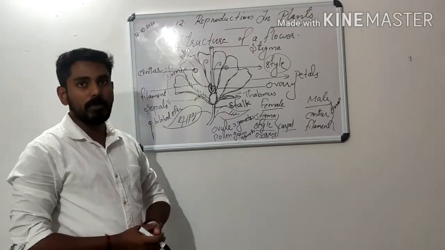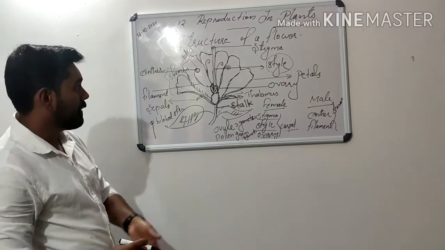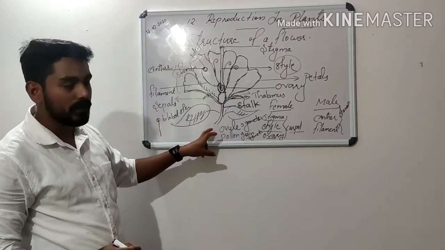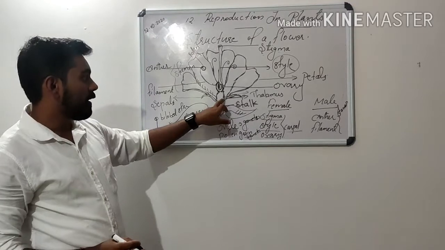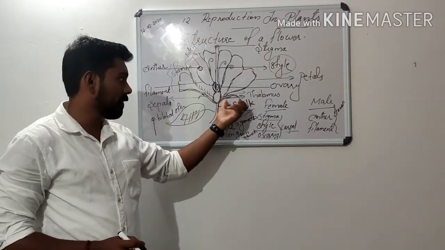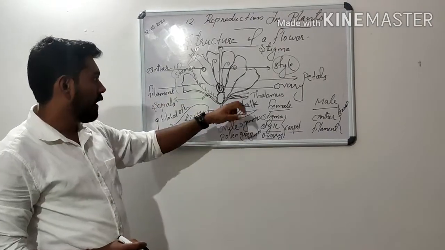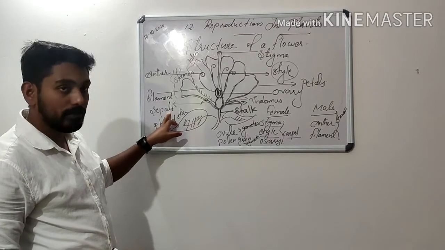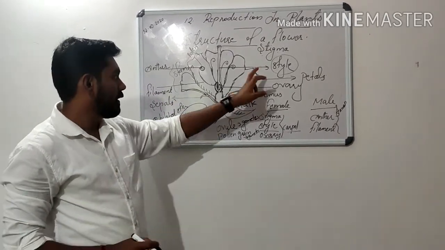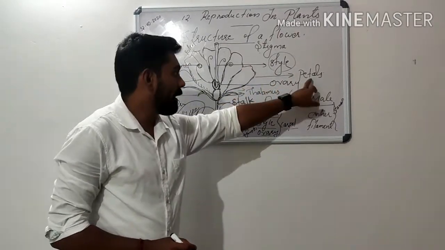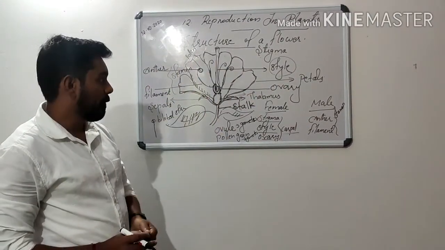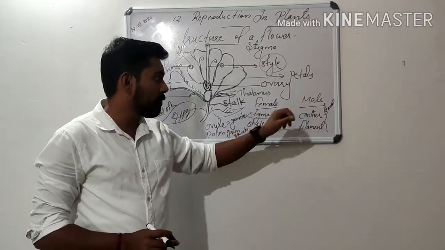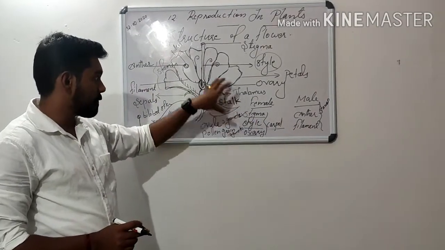So these are the main parts of the flower. Once again I am going to explain, so please listen. It is the stalk which holds the plant properly, and it is the axis of the flower. And the thalamus is the swollen green part of the flower, and the two leaf-like structures are called what? Sepal. It protects the buds of the flower, and the colorful part of the flower is called what? Petal. There are different colors of petals found in different flowers, and there are mainly female and male reproductive parts present in the flower.